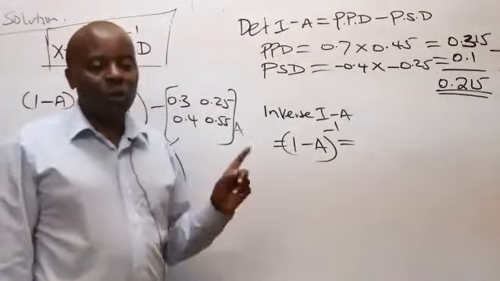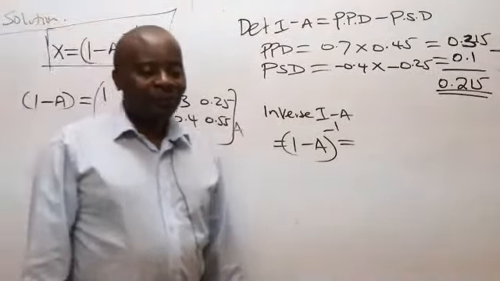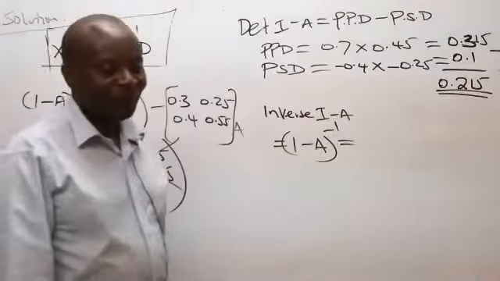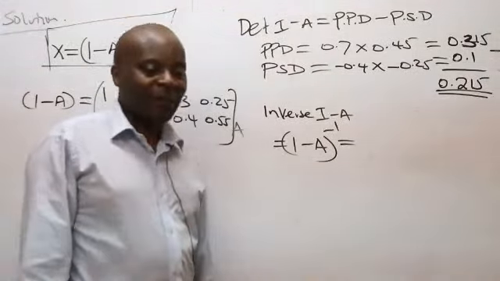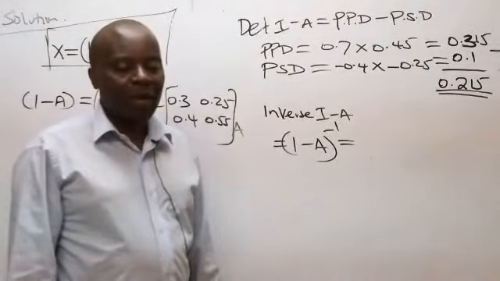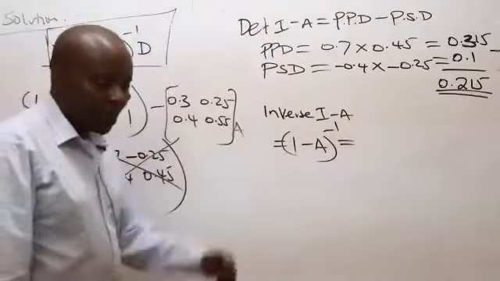Is it supposed to be 0.215 or 0.415? It is 0.215. Thank you very much.